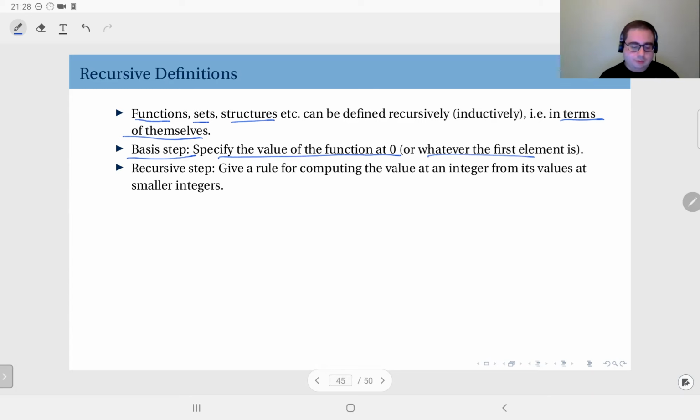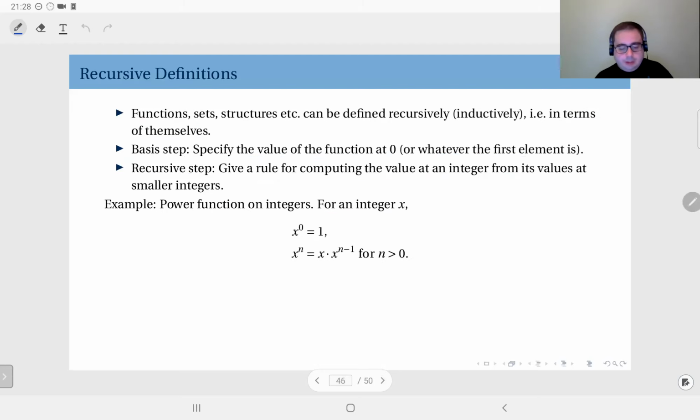And we also have the recursive step, in which you should specify a rule for computing the value at an integer from its values at smaller integers. So you describe a way to compute that value using, let's say, earlier values, so to speak. Okay, so let's give a couple of examples.